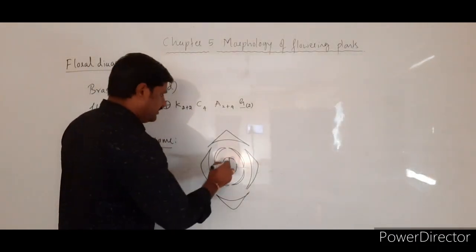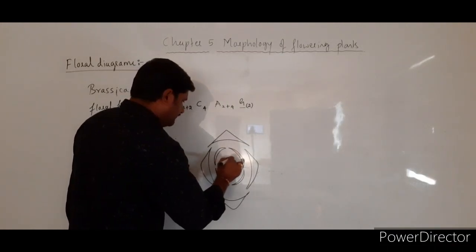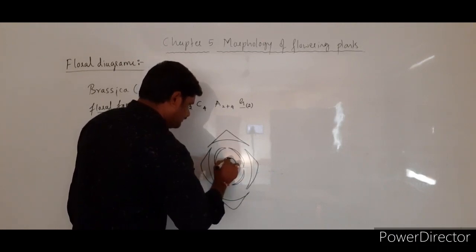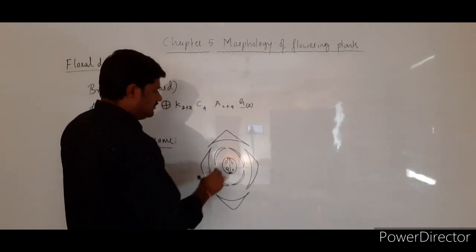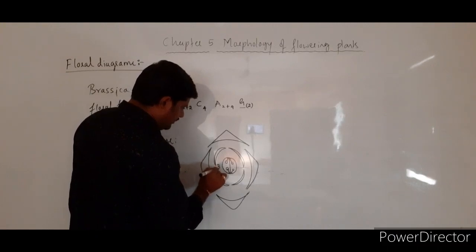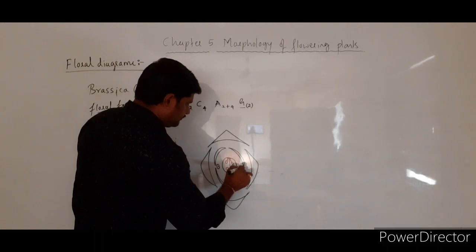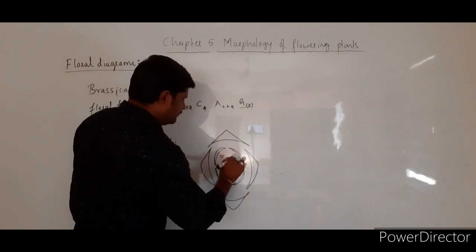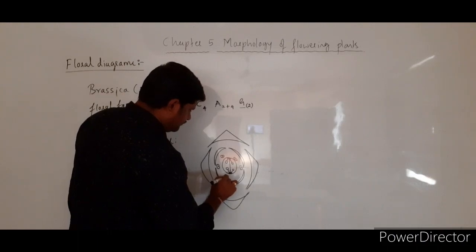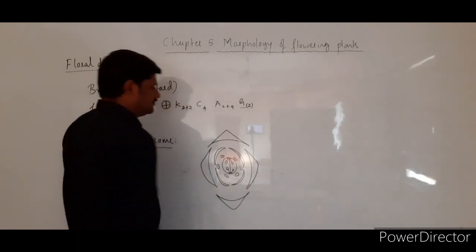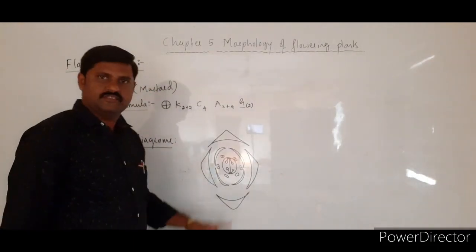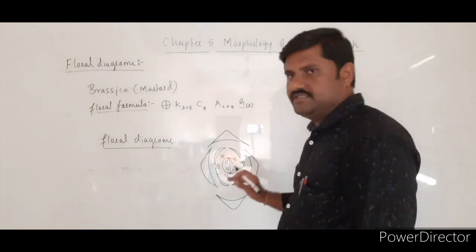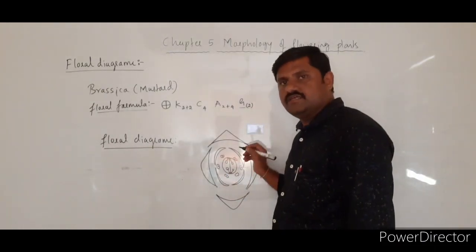I had already explained this. So here also you will find a ridge-like structure, the ovules. And here you will come across 2 whorls of stamens arranged over here. This is how the floral diagram of this family is. So this is about the Brassica floral diagram.